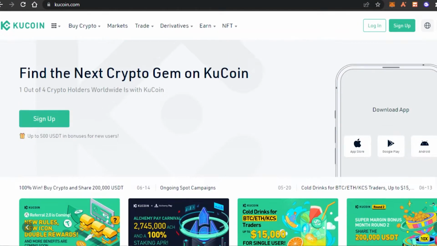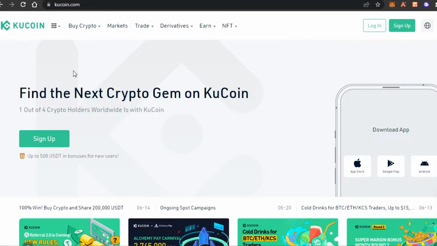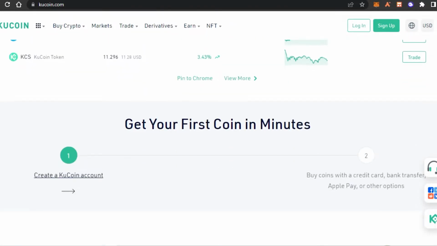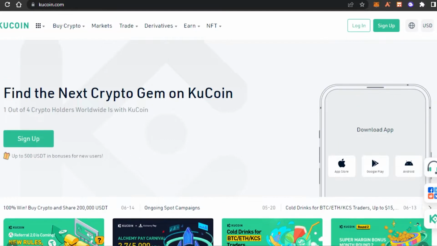So let's get started. First, what you have to do is simply go to kucoin.com and you will land right here on this platform. Kucoin is the world's leading crypto platform that allows you to buy, sell, and trade in crypto. But do you know that you can actually make money with Kucoin very easily?